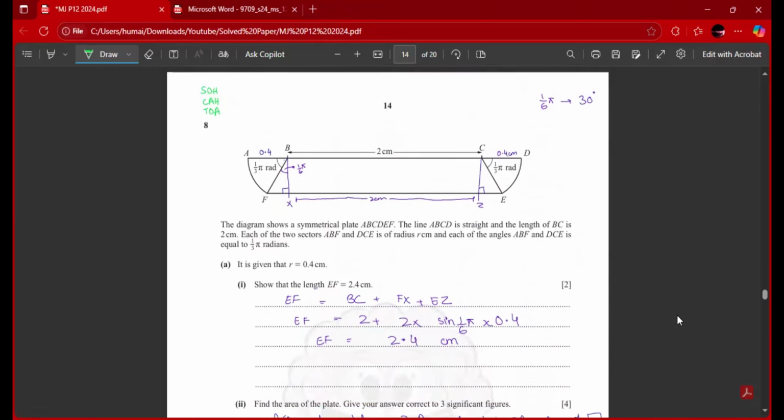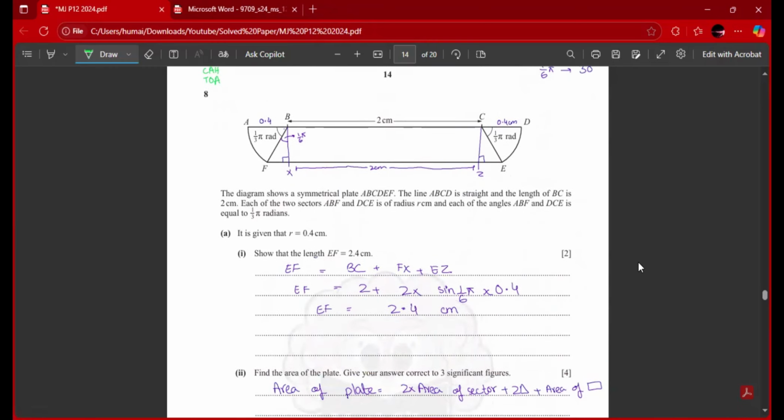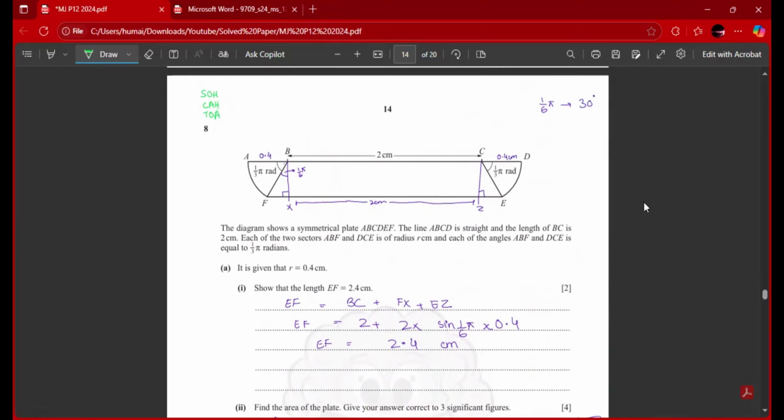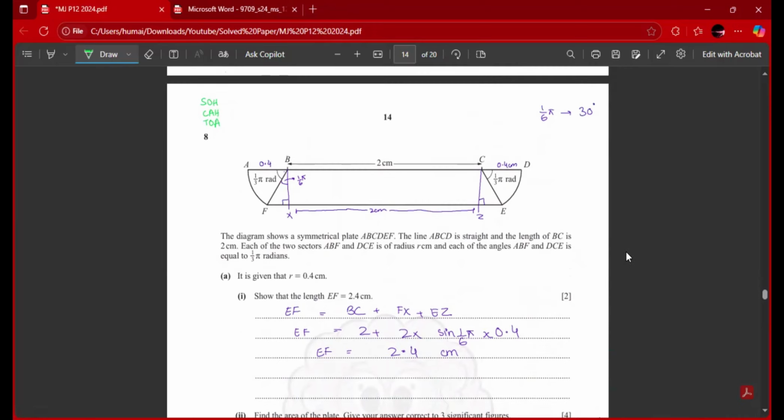Okay, now the next question. This question is quite beautiful. I love these questions. They use lots of our brain. These questions are quite easy if you understand how you're supposed to do them. So try to label the diagram so you know what you're given and what you're not given. We are given that the radius, that means BF, AB, CD, or EC, whatever, is 0.4 centimeter. And we have to show that my line between F and E is 2.4 centimeter. What do we need and how can we do this?